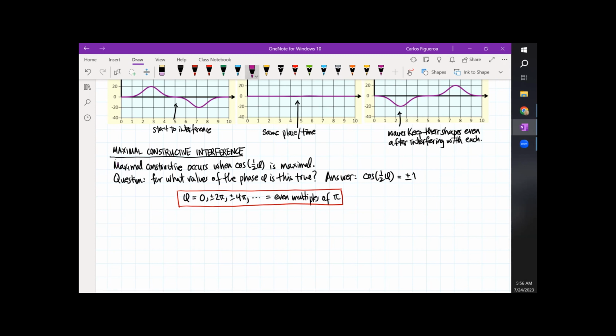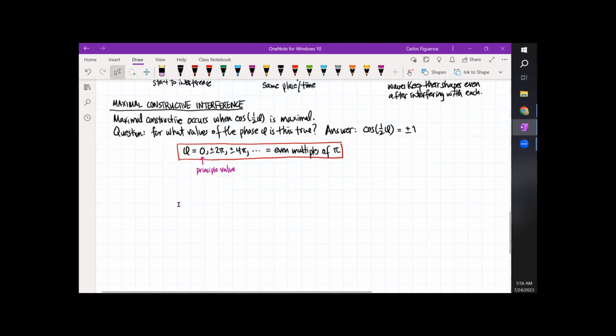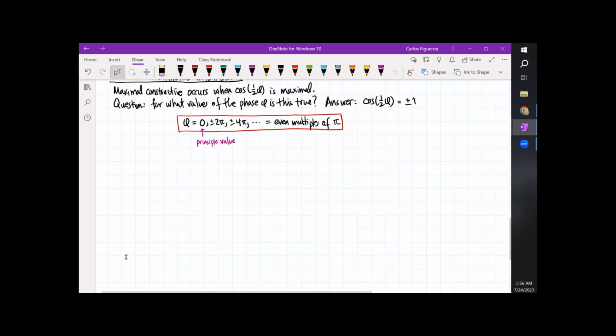So if I look at this, 0 is typically called the principal value, or we could have used 2 pi or minus 2 pi, but this is the principal value, and that's what we'll show here. So if I move this up a tiny bit, here's what we're going to see.